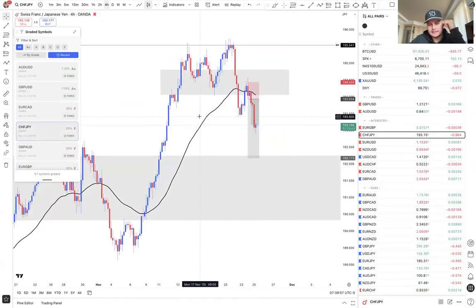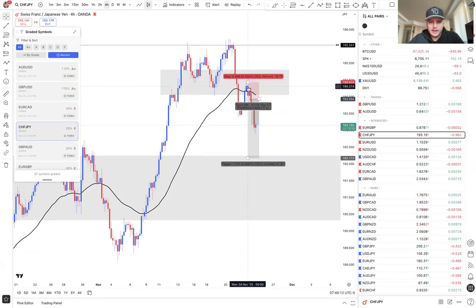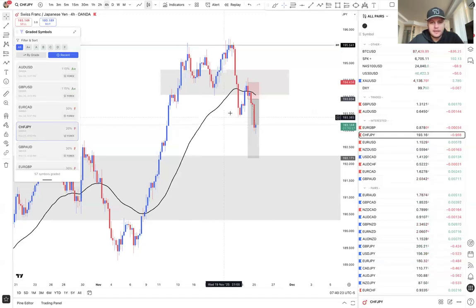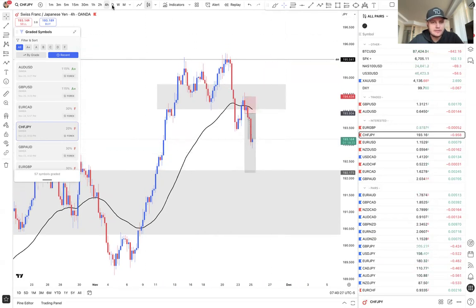CHFJPY is one that I sent out yesterday, I believe, as a trade idea. Yeah, it was yesterday at 8:50 p.m. So it was right after this 4 hour candle closed bearish, or right before it closed bearish, actually. And then we pulled back and sold very, very nicely.